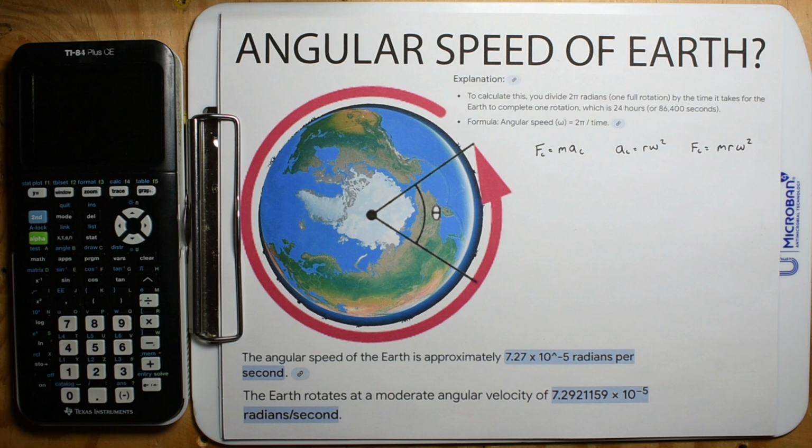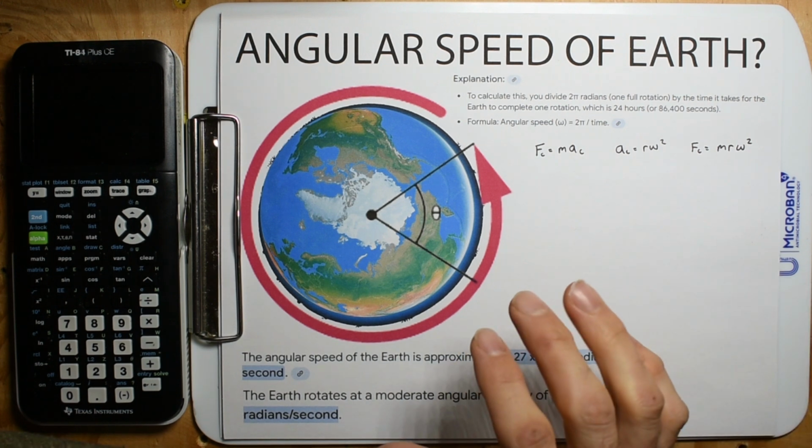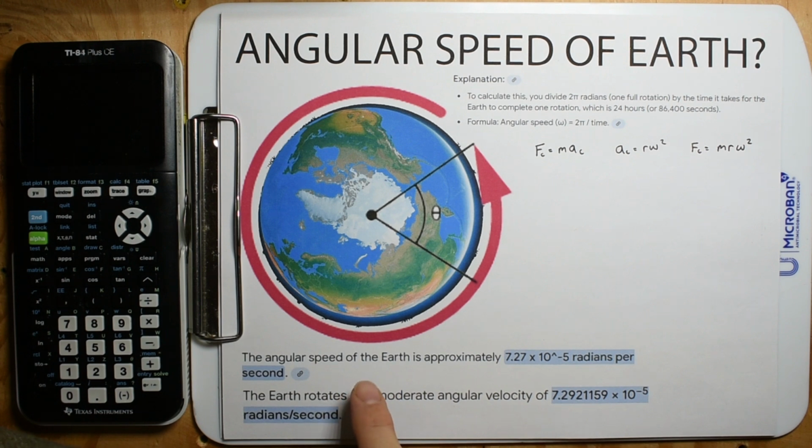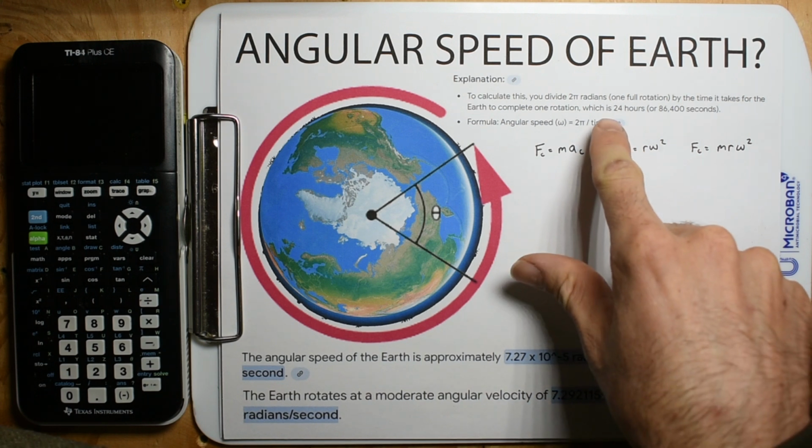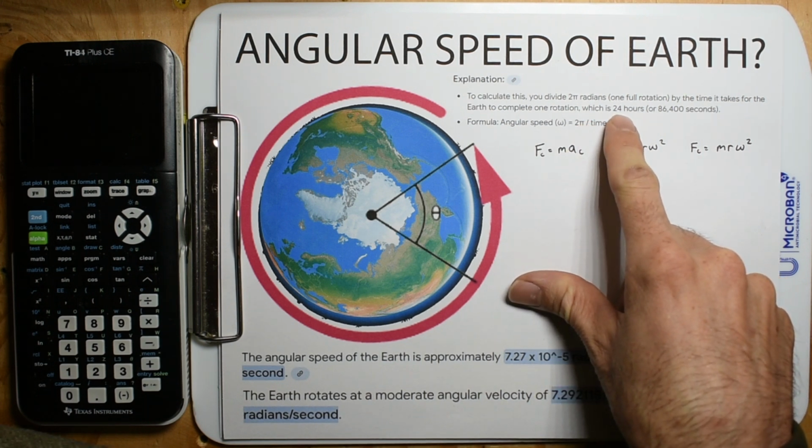So we have the angular speed of the Earth, and what we're going to do is try to do this with guessing skills. Now, if you look up on Google, the angular speed of the Earth is 7.27 times 10 to the negative 5 radians per second, but that's wrong because they're using a rotation period of 24 hours.